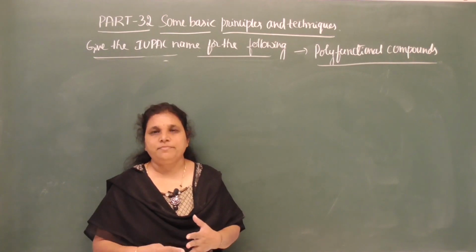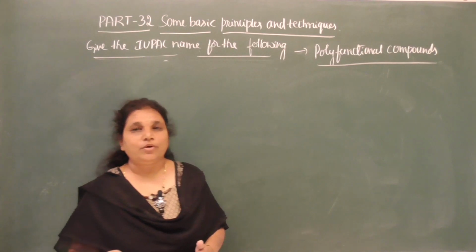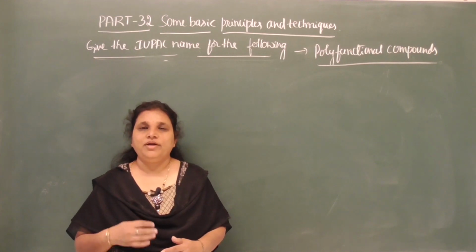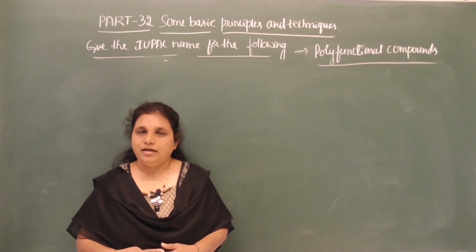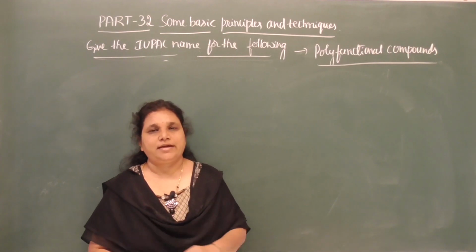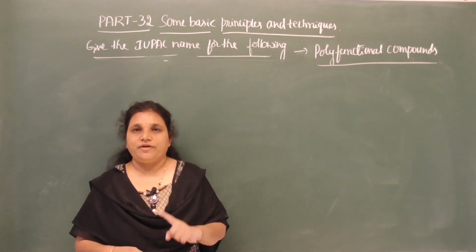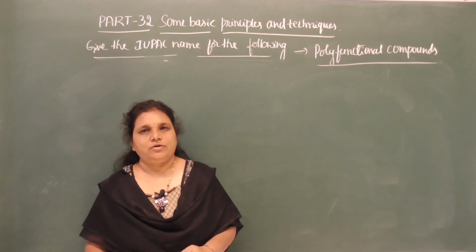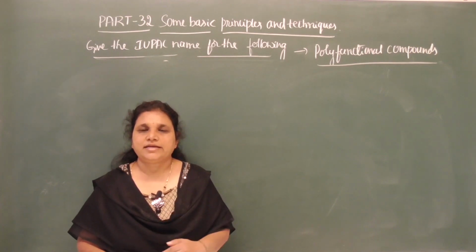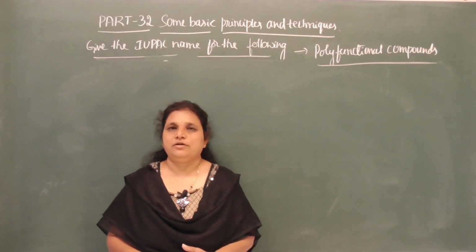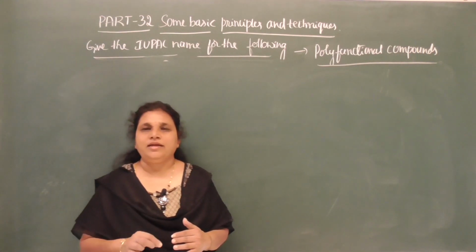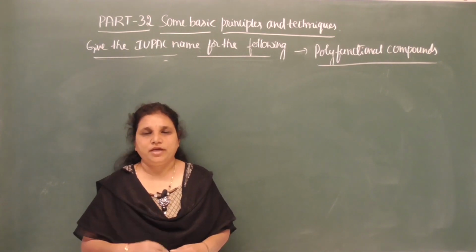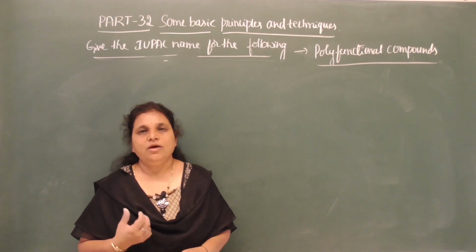For example, in a given organic compound, if two or more different functional groups are there, then one of the functional groups is selected as the principal functional group, and for that we need to give the secondary suffix. All remaining functional groups we treat as substituents, and for these groups we have to give prefixes.